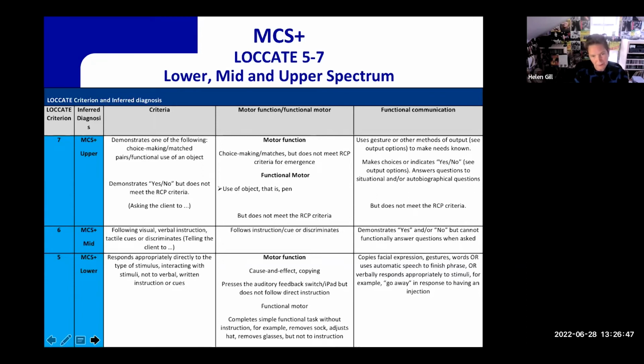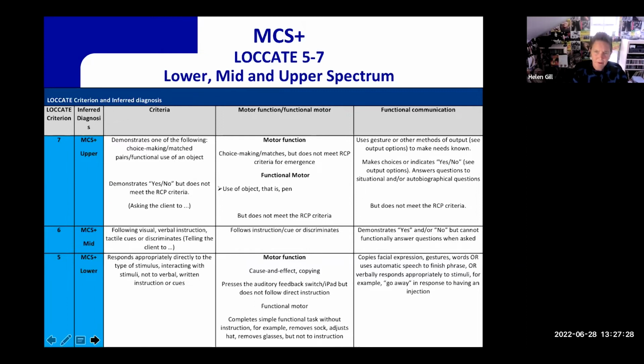So level 6 for motor would be a higher level, and that's mid. This is where they are following your instruction or the cue, for example, or they're able to discriminate. So following a command, say move your thumb, they can do that. And then the higher level would be those responses at, for emergence, but they're not meeting the criteria. So the motor ones would be choice making, matching, that type of thing, which is all again in the RCP guidelines, or that they can use an object, a pen, for example, but again doesn't meet the criteria. Okay, so you can see the levels within that.